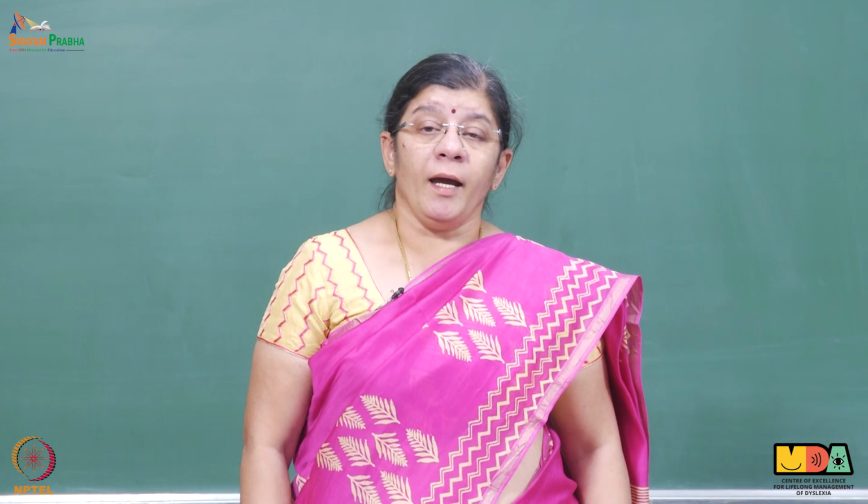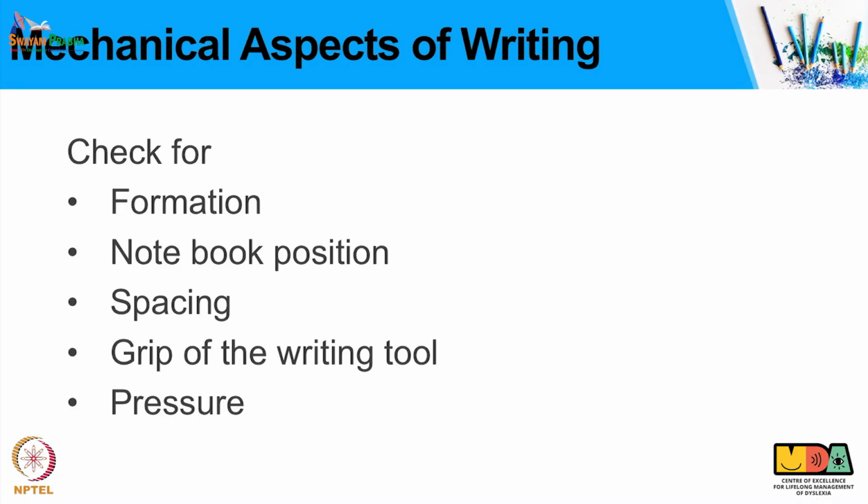and it gives feedback about the learner's progress to the teacher. In our earlier segments, we have discussed the mechanical aspects of writing and the expressive aspects of writing. These have been discussed in detail in segment number 3, and if you want to revisit, you are most welcome to do so. When we do the error analysis for mechanical aspects of writing, we need to check for formation, position of the notebook, spacing between words, pencil grip and pressure. The support system provided to children with specific learning disabilities needs to be very consistent for them to cope and overcome their difficulties.